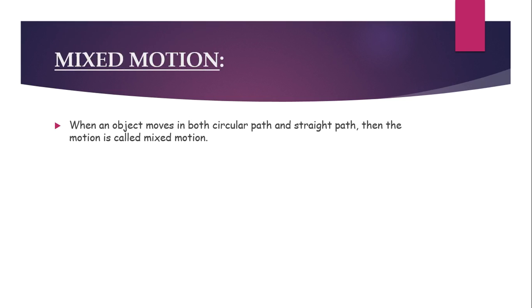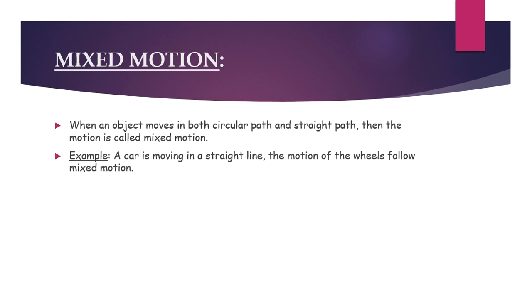Now mixed motion. When an object moves in both a circular path and a straight path, then the motion is called mixed motion. As an example, a car is moving in a straight line. The wheels follow mixed motion because the wheels firstly follow a circular path along their own axis, and secondly, as the car is moving in a straight line, the wheels also move in a straight line, so the motion of the wheels is mixed motion.